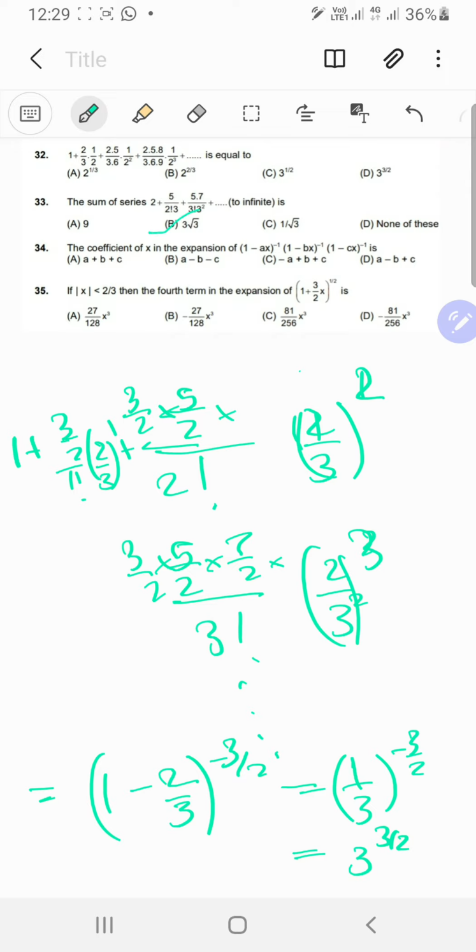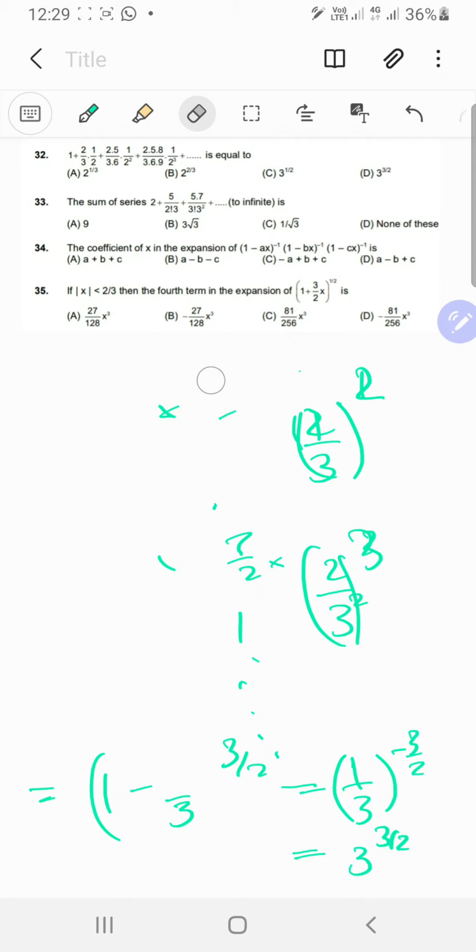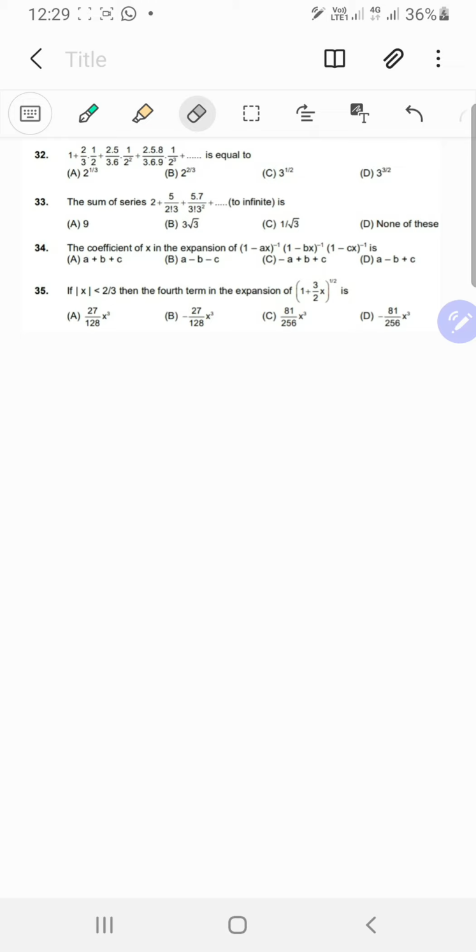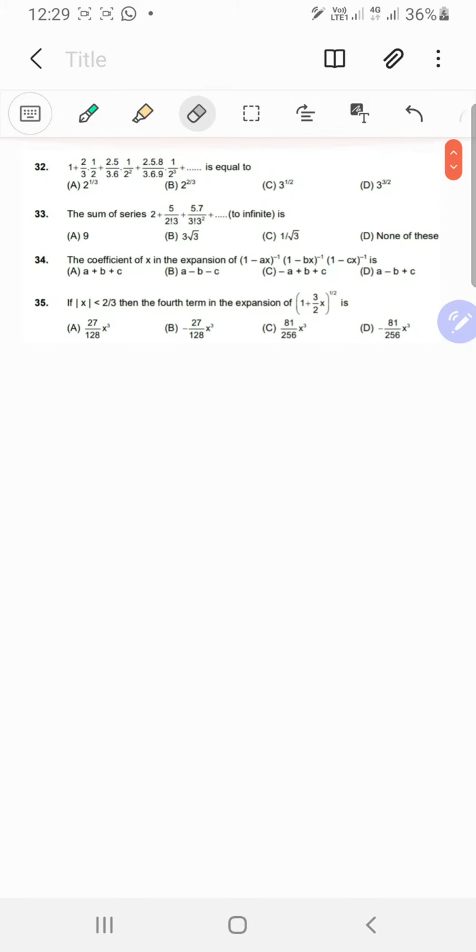That's going to work. Okay, so the next question is the coefficient of x in the expansion of (1 minus ax) to the power of negative 1, and then (1 minus bx) to the power of negative 1, (1 minus cx) to the power of negative 1 is. So yeah, just use the general binomial theorem on this. So that's going to be nice. It's going to be okay, not a big deal. I mean, yeah, it should be okay, unless obviously you have to do something like that. Hey, so it could be done using partial fractions as well, but that's going to be really messy.